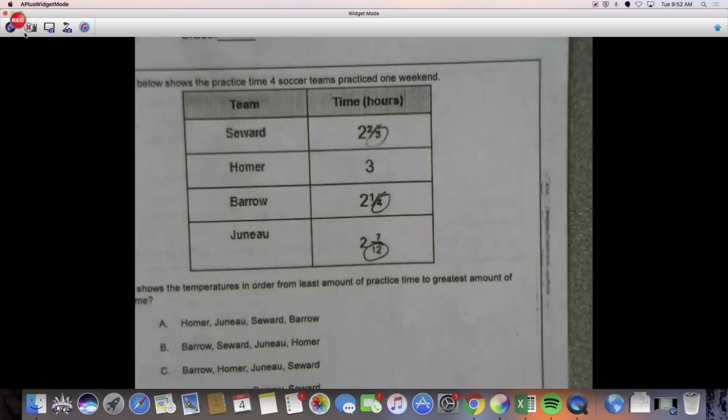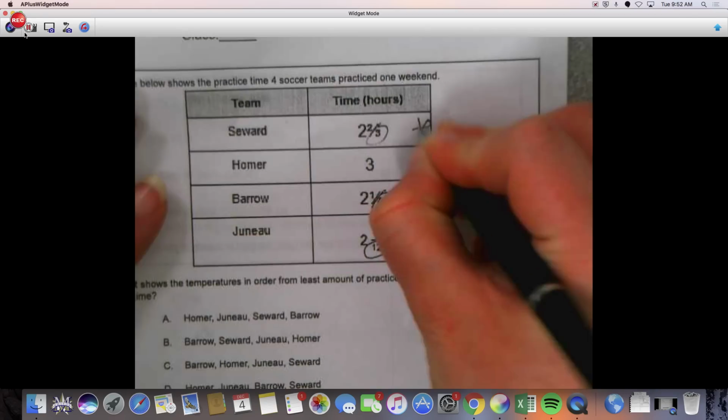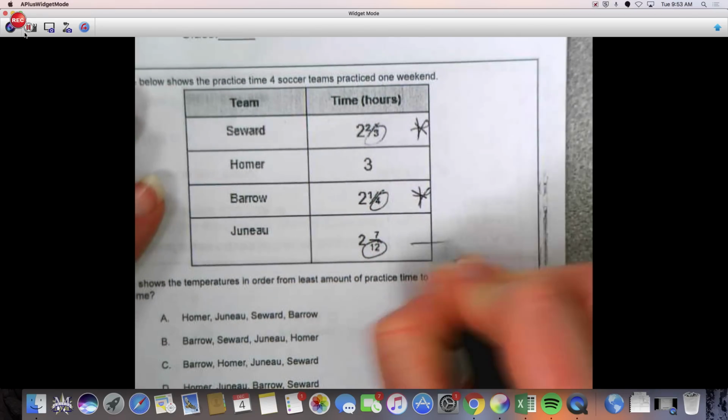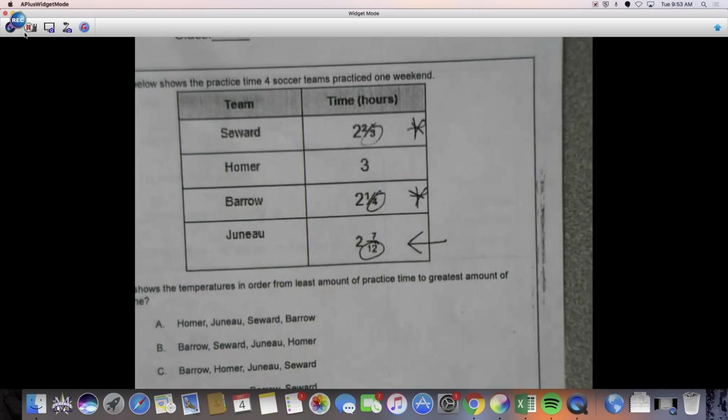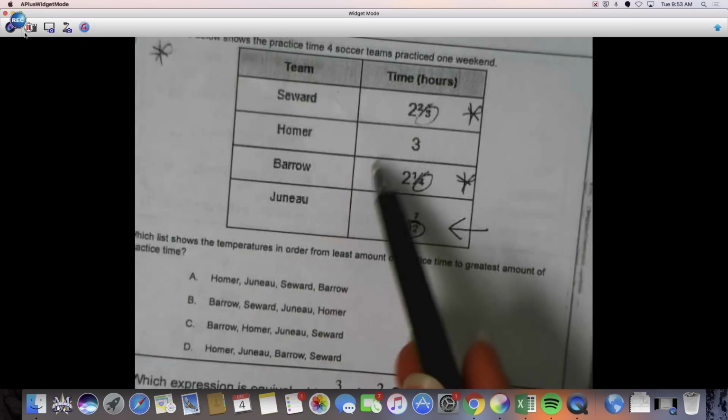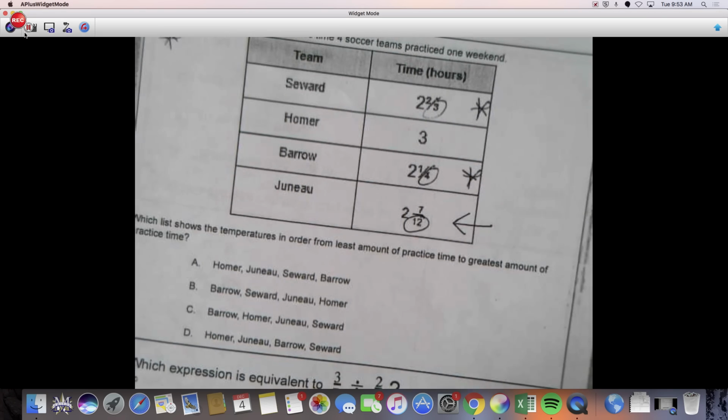Now, you could convert it to decimals, and this one is on the board, and this one is on the board, but this one is not, and you would have to solve it. So if you choose to do decimals, that's fine, but you can also just put them all over 12. Okay? Number 4 on this paper.